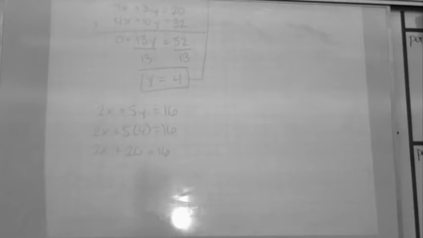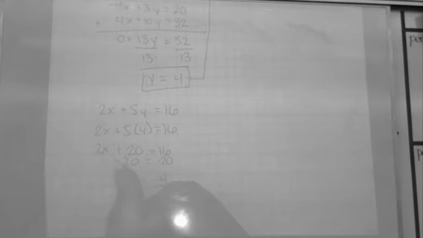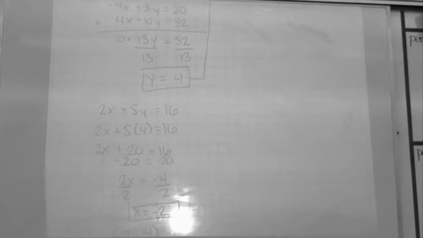Since I've just added on that 20, I'm going to subtract it. I don't need to divide because it's not multiplication, it's addition, so the opposite is subtraction. So minus 20 to both sides, I get 2x is equal to negative 4. When I divide by 2 to both sides, I'm left with x is equal to negative 2. So I've got an answer for x, I have an answer for y. My coordinate pair would be negative 2, comma 4, because it's x, comma y.